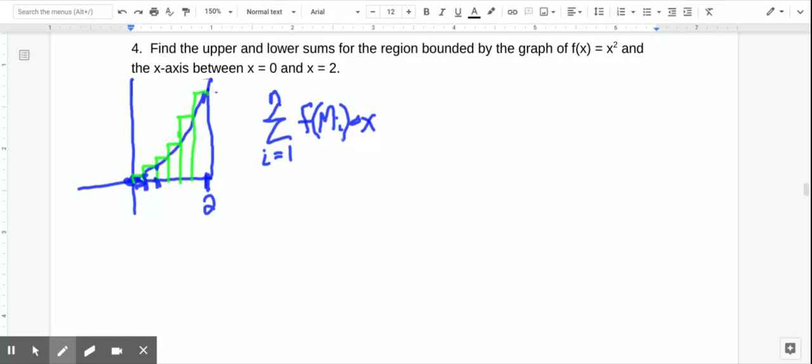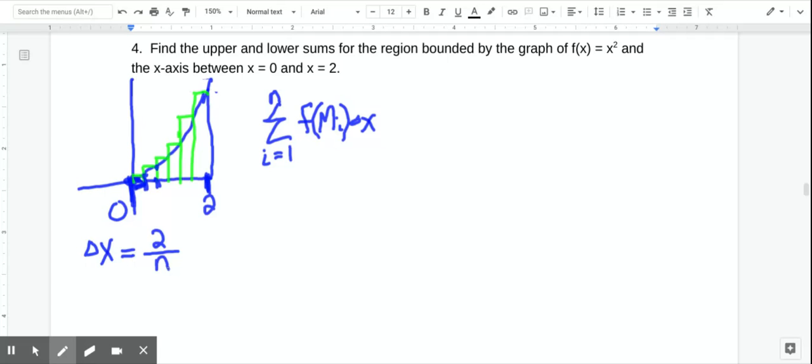Now, let's start with delta x. Remember, that's the width of all of these rectangles. So I'm going from 0 to 2, and I'm splitting that from 0 to 2 into n rectangles. So the interval from 0 to 2 has length 2, and I'm splitting it into n rectangles, which means that each rectangle is going to have a width of 2 over n. So that's my delta x.